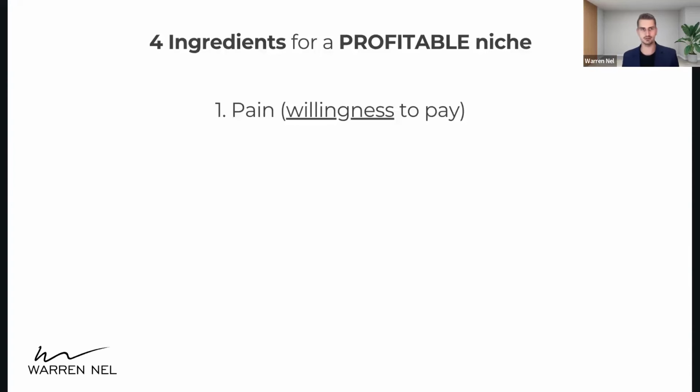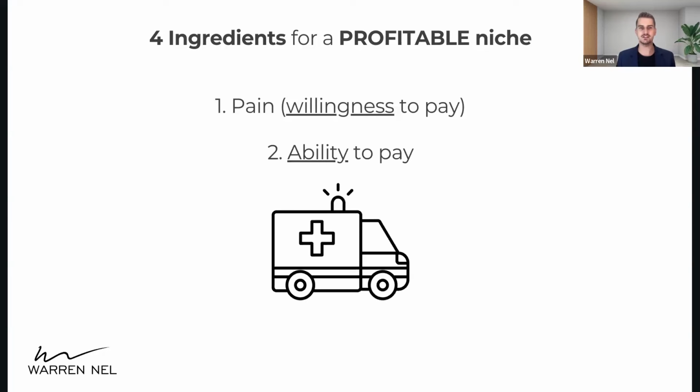Yeah, 4 ingredients real quick for a profitable niche. Number 1, pain. If people are not in pain, they're not going to be compelled to pay, right? So that's willingness to pay. The next thing is ability to pay. So we need willing people to solve the problem and an ability to pay.